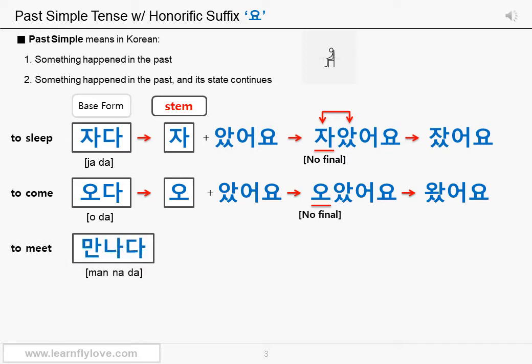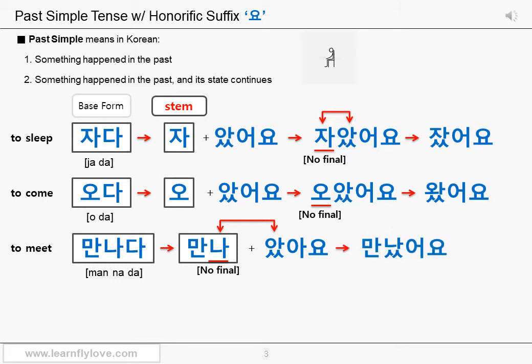Next, the base form of the verb to meet in Korean is 만나다. 만나 is the stem. What is the last letter of the stem? Yes, the na sound, which has a vowel. So you need to add assoyo. Needless to say, the na and at sound should combine together, and it makes the one syllable letter not. So it's not 만나 assoyo, but it's 만났어요.